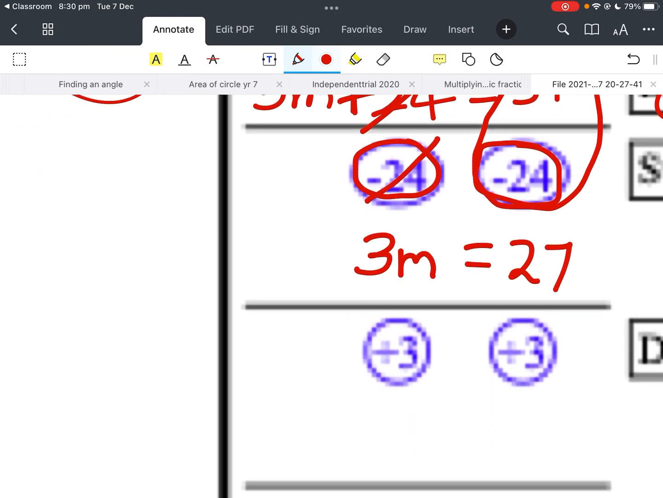Okay? So next, we have 3 times m. What's the opposite of timesing? Divided by, you say. So that's why we are dividing both sides by 3. Remember, you have to do that to balance up your equation. 3 divided by 3, 3 goes into 3 once. So that leaves me with m equals 27 divided by 3. How many 3s in 27? Use your calculator or your head and you get 9.